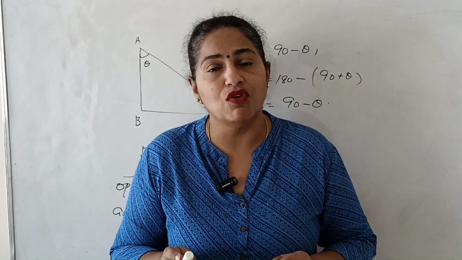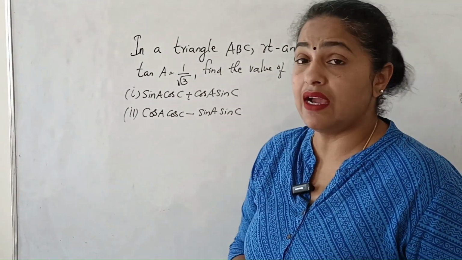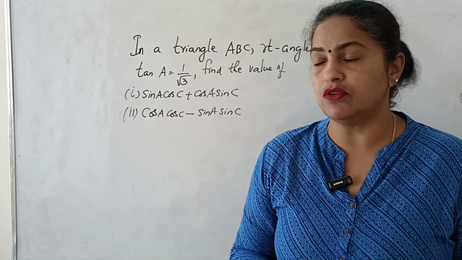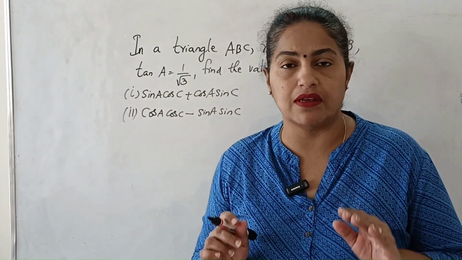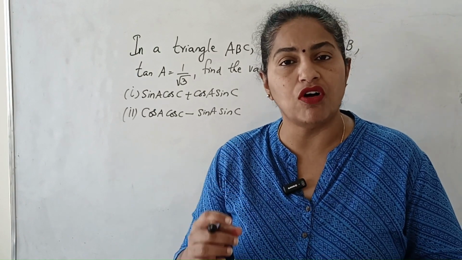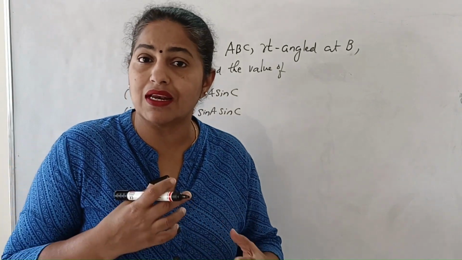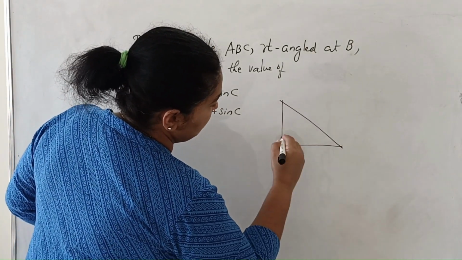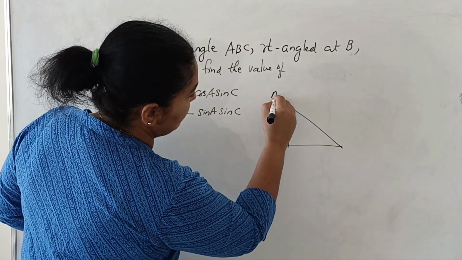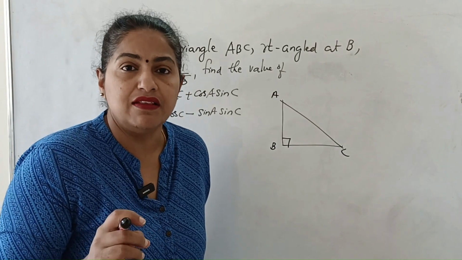So now let us move on to the next sum. In a triangle ABC, right angle at B, tan A is 1 by root 3, and we need to find the value of these two expressions with the information that is given to us. So the first step is always draw a rough diagram. So draw a triangle, mark the 90-degree, mark the relevant angles. So here I have the diagram. It is right angled at B, so this is 90 degrees, so this is B, and this is A, and this is C. Okay, now it is said that tan A is 1 by root 3.